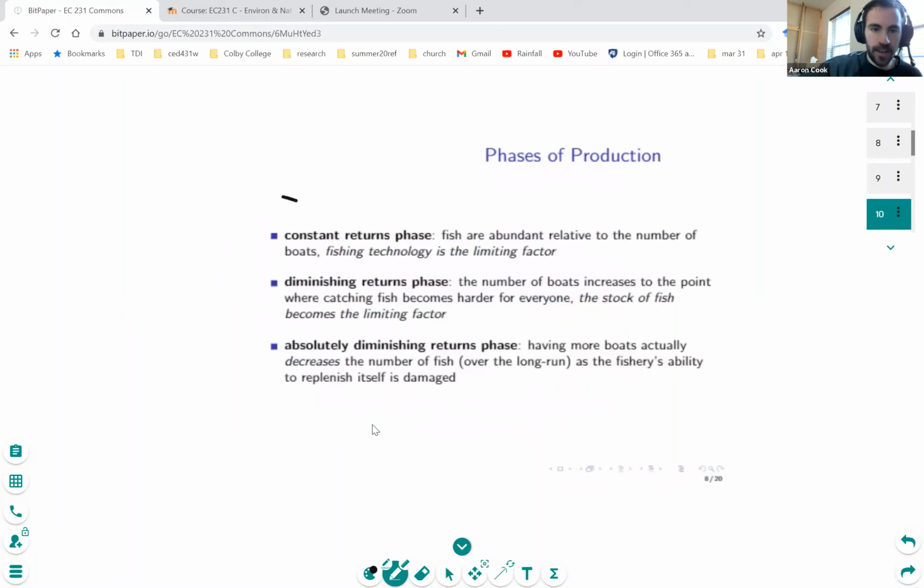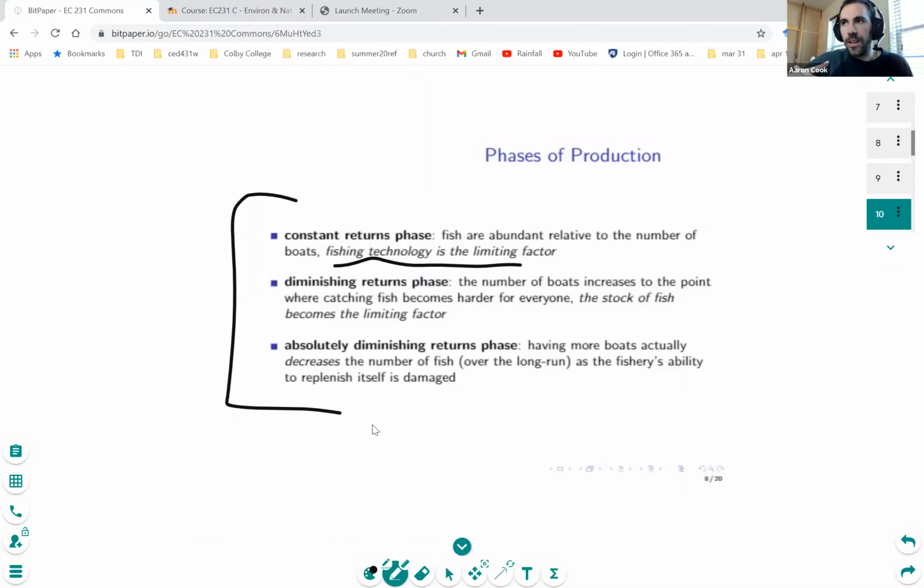This is what I just said. This is just the different phases of production that are exemplified by that graph. Initially, you just have the fishing technology limiting you. The stock of fish is abundant, and it's only the technology in the boat that's limiting the amount of catch. And then in the middle phase, the stock of fish becomes scarcer, and that's actually the thing that starts to prevent the catch from being higher.